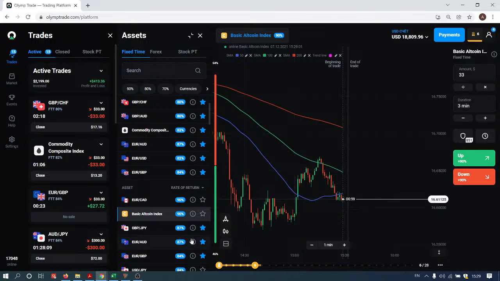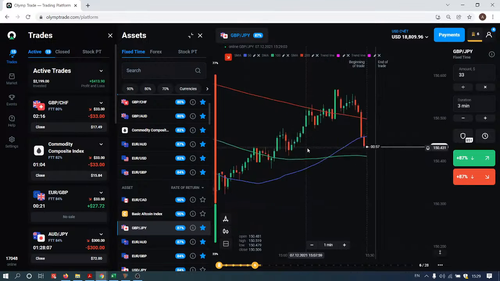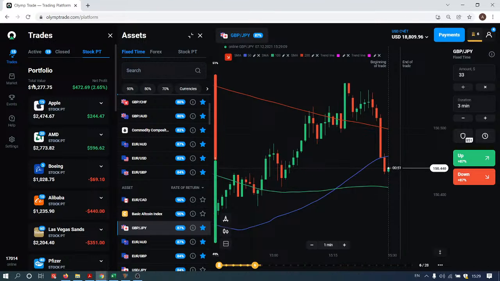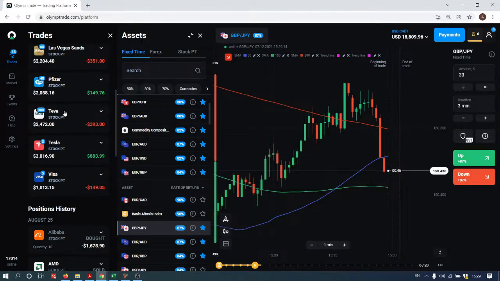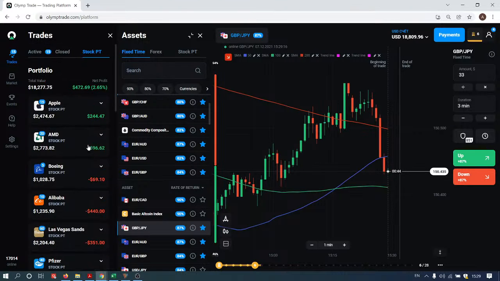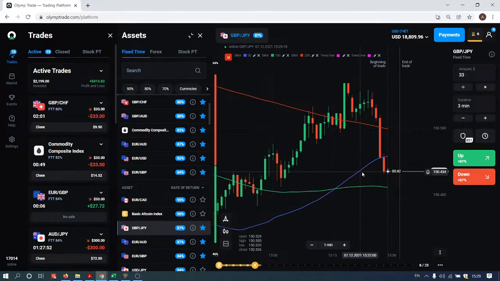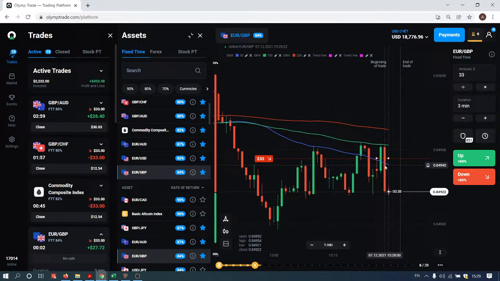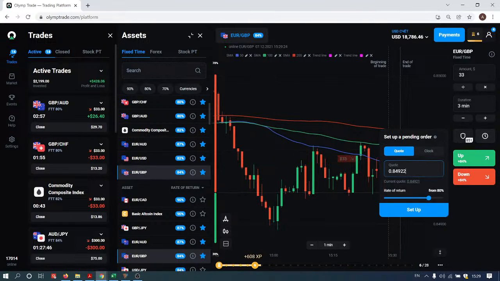I have this other portfolio of stocks, not just what I have here in stock price trading. I still have 18,000 invested in SPT. So yeah, guys. Let's set another pending order here.